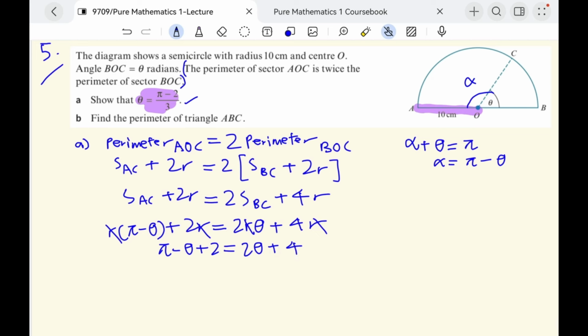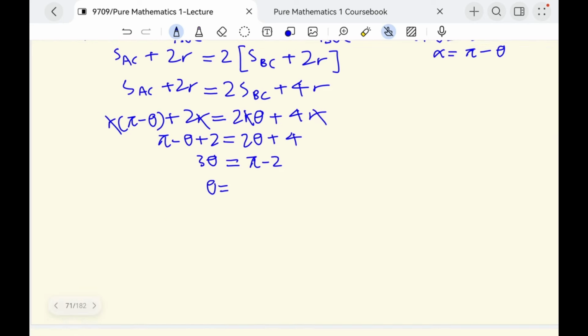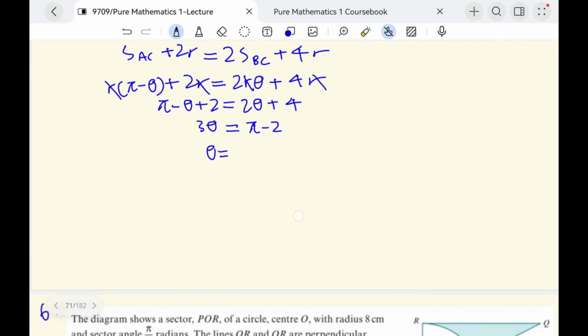So yeah, this minus theta moved to there is 3 theta. Okay, and then the 4 moved to the other side is 2 minus 4 is negative 2, pi minus 2. Oh sorry, I think here is something wrong, this part. So you will get theta equals pi minus 2 divided by 3, so shown. Okay?